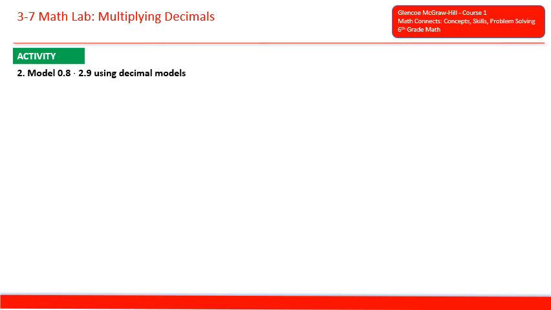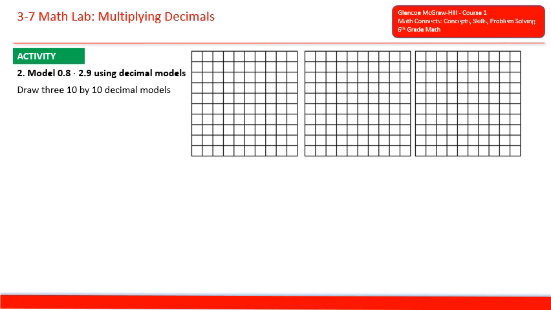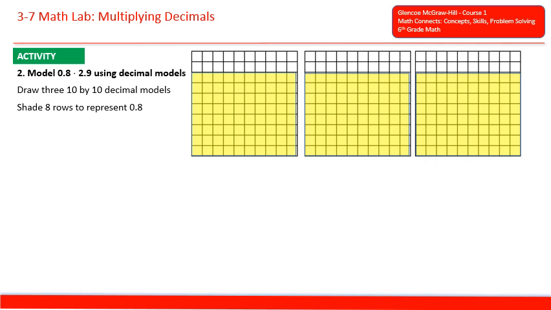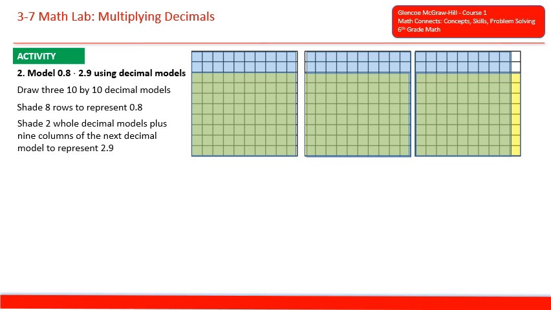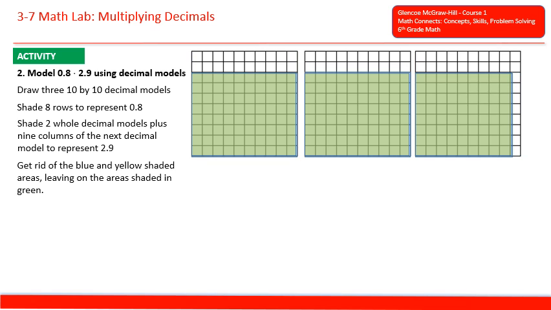Model 0.8 times 2.9 using decimal models. Draw 3 10 by 10 decimal models. Shade 8 rows to represent 8/10. And then shade 2 whole decimal models plus 9 columns of the next decimal model to represent 2.9. We have 2 wholes and then 9/10 of another whole. Get rid of the blue and yellow shaded areas, leaving only the shaded areas in green. So there's the shaded areas in green.